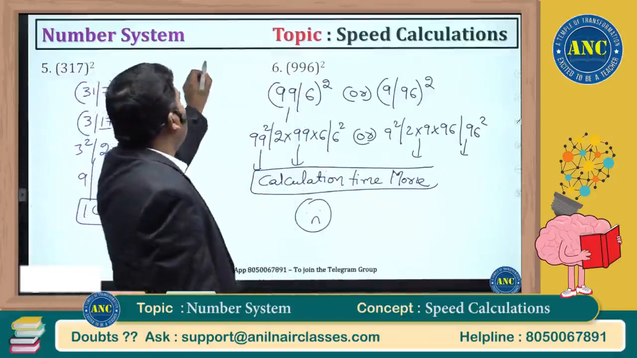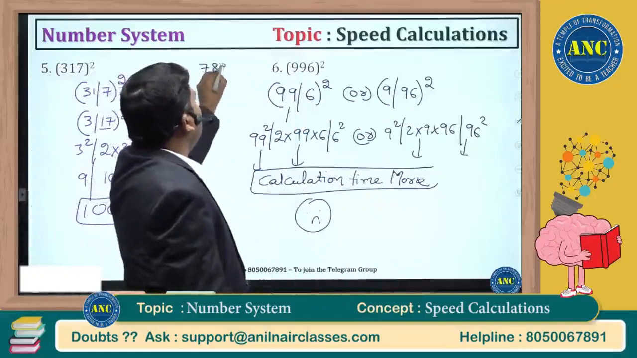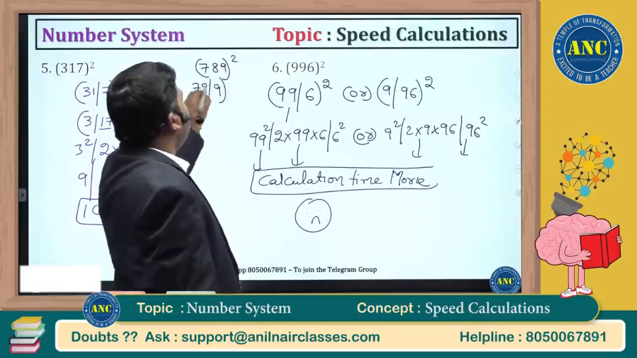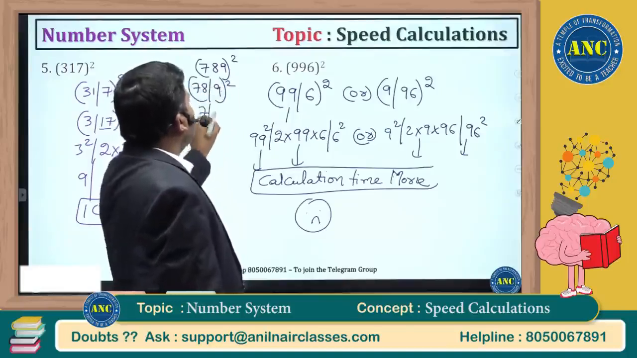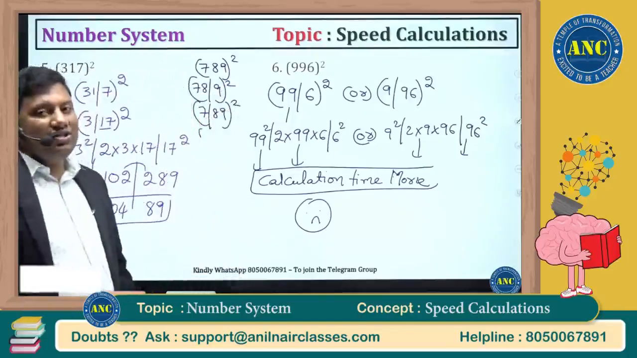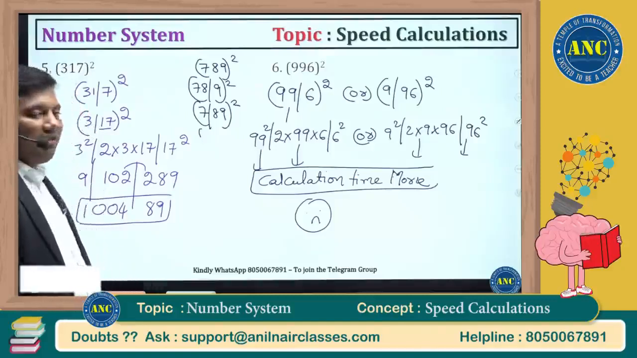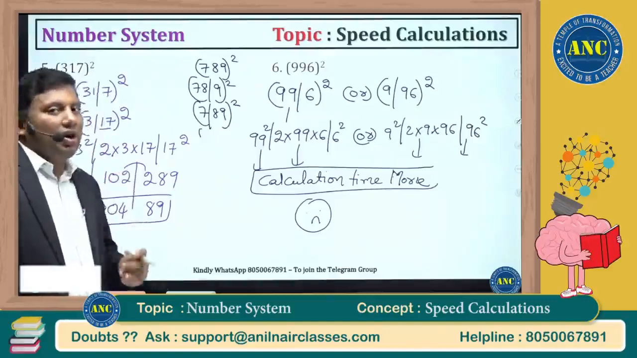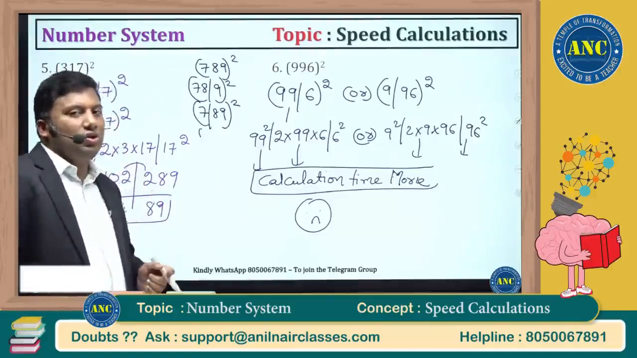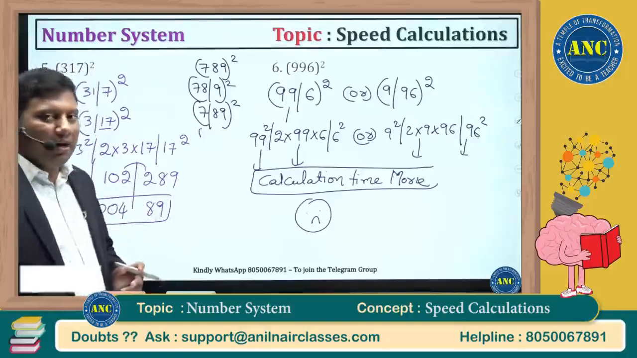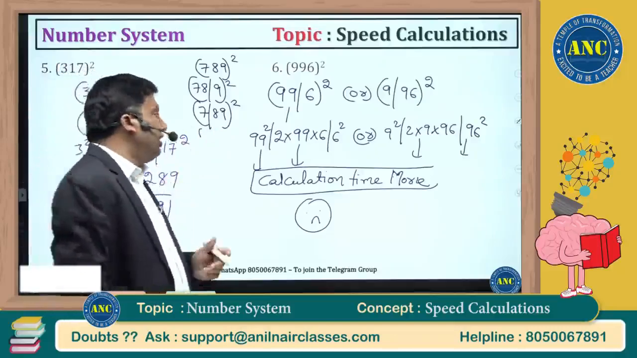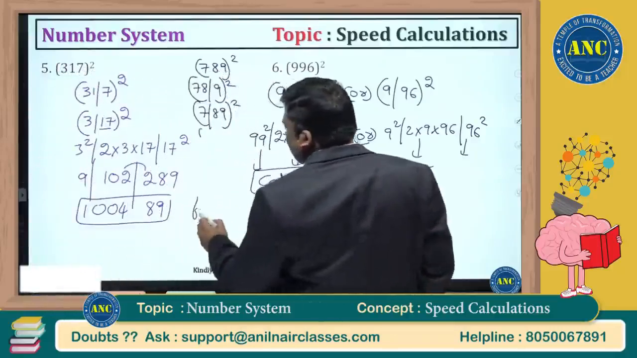Suppose, for example, 789. 78 with 9 square and 7 with 89 square, 78 square and 89 square. Both are a little difficult to compute. This is the drawback of a plus b whole square. A plus b whole square is a logic which is used to find the square of a number, but for a few numbers it is not the best logic. It is nothing but a feasible solution.